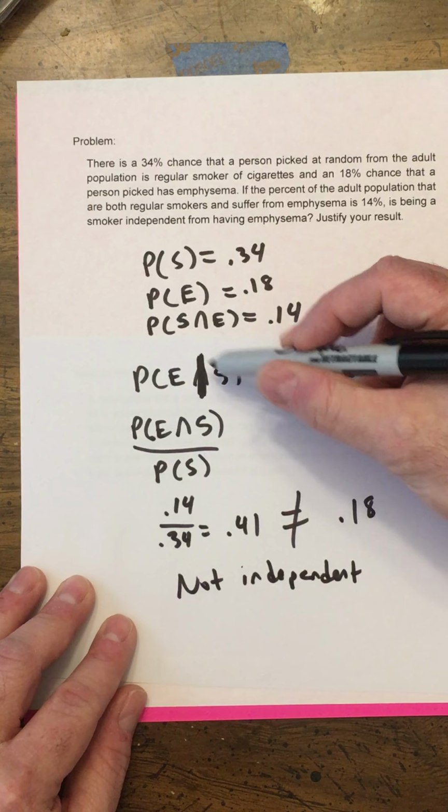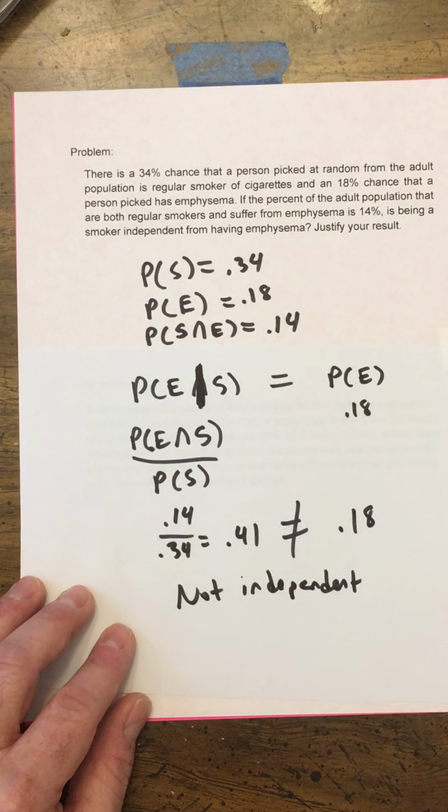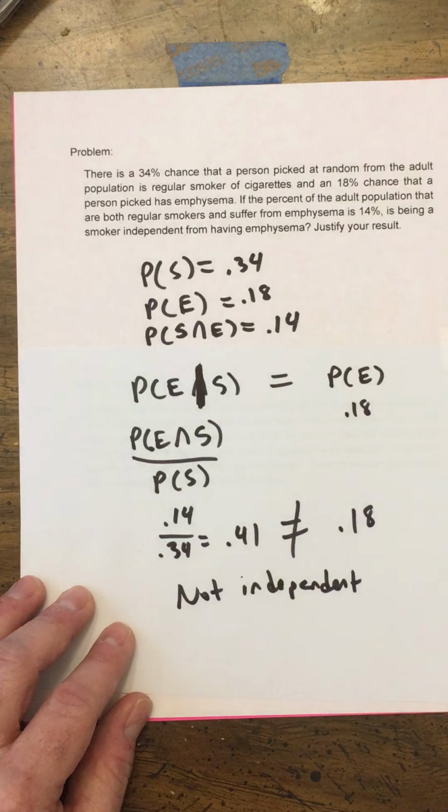Being a smoker has an effect on a person having emphysema. We all kind of know that smoking leads to emphysema a lot of the time. It's not the only cause of it, but being a smoker certainly increases the probability that you get emphysema.